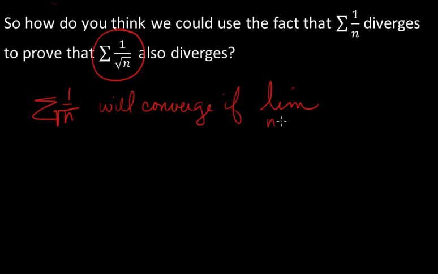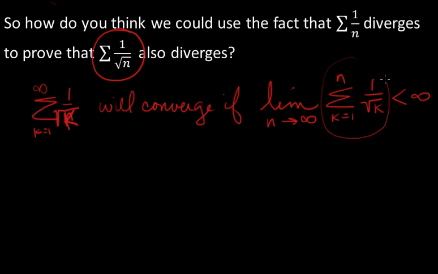if the limit as n approaches infinity, let me change this to a k, from k equals 1 to infinity. If the limit as n approaches infinity of the sum from k equals 1 to n of 1 over the square root of k is finite. That means it has a finite limit. What is this right here? Well, that's S_n, the nth partial sum. If the sequence of partial sums converges, the series converges.